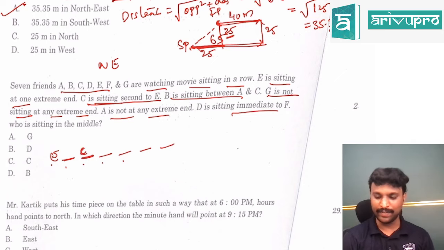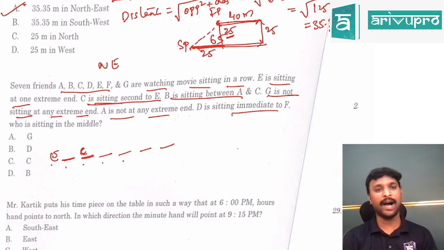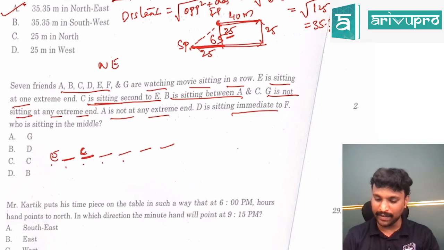Now what else have they given? Guys, we have marked C. With respect to C, what have they given? B is sitting between A and C. Correct? C is here, so definitely A must be here and B must be here.